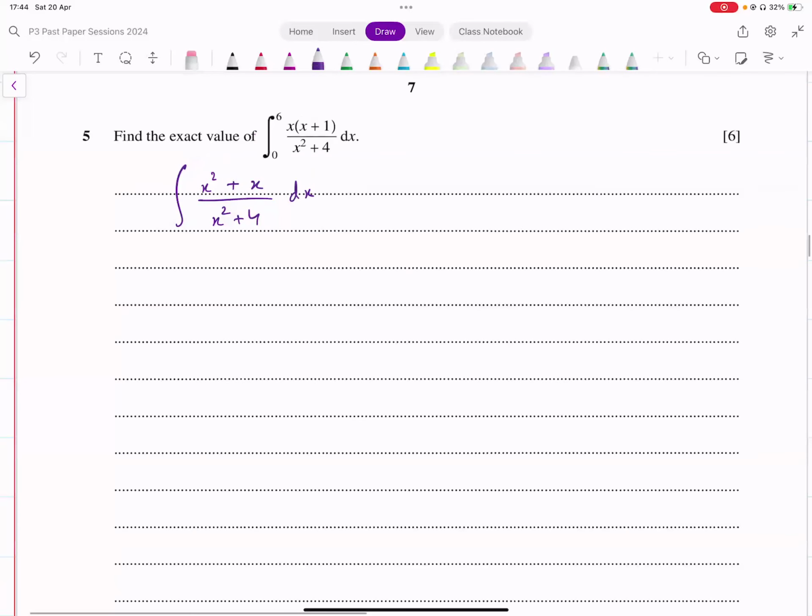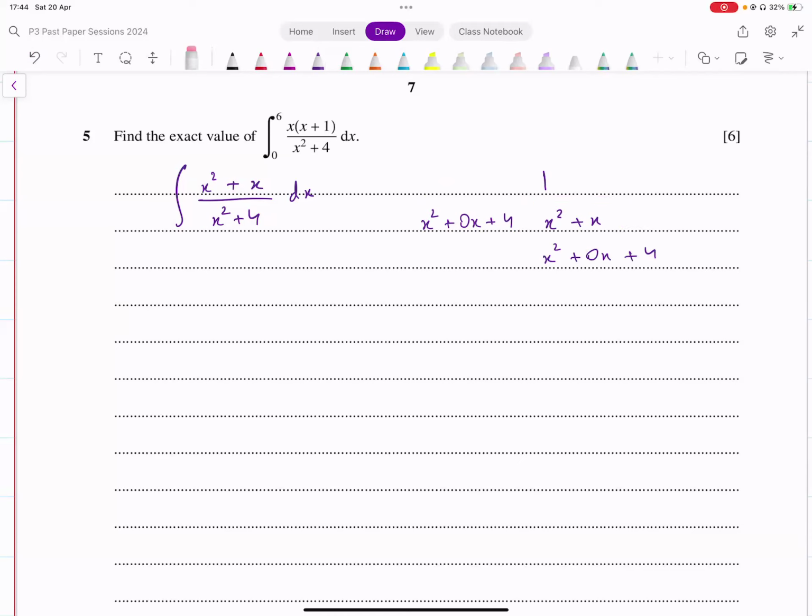Okay, so we have x squared plus x. This needs to be divided by x squared plus 4. The x term is missing, so it becomes x squared plus 0x plus 4. For the x term, you write 0x there. And now what do you multiply x squared by to get x squared? By 1. What do you get here? You get x squared plus 0x plus 4.